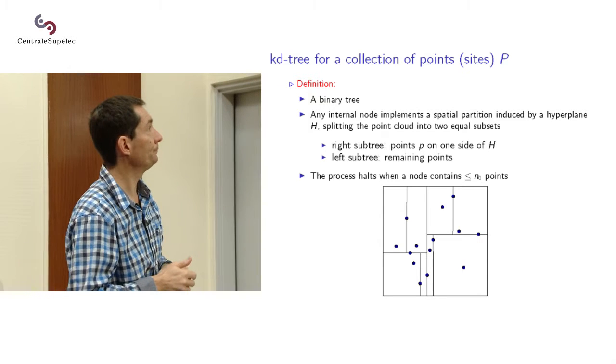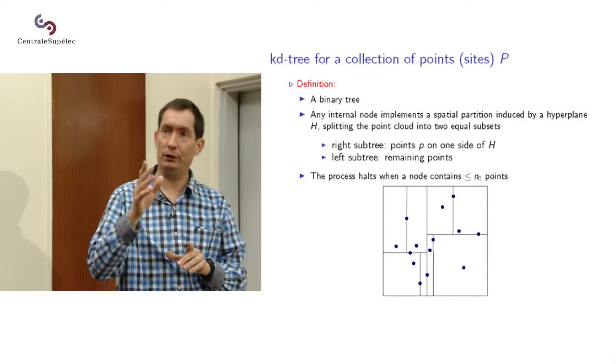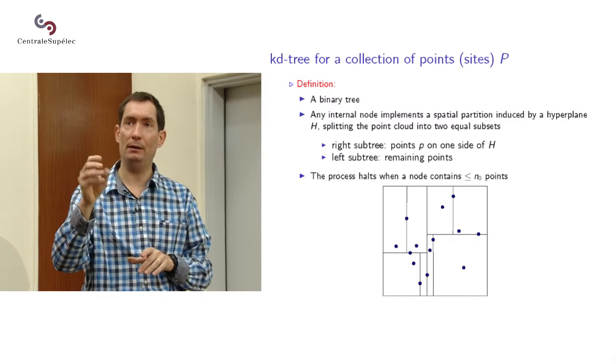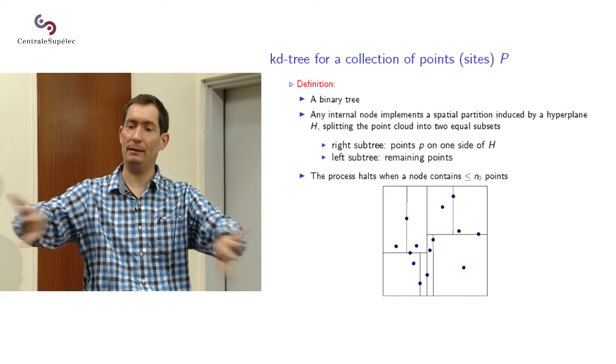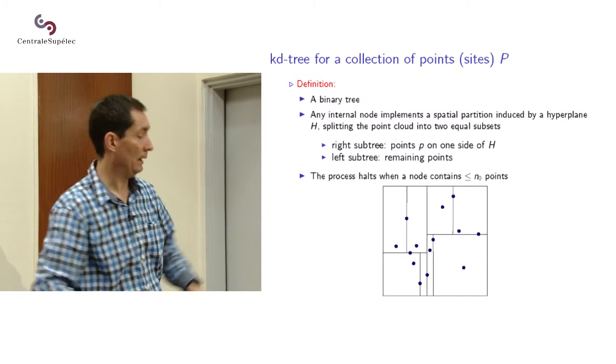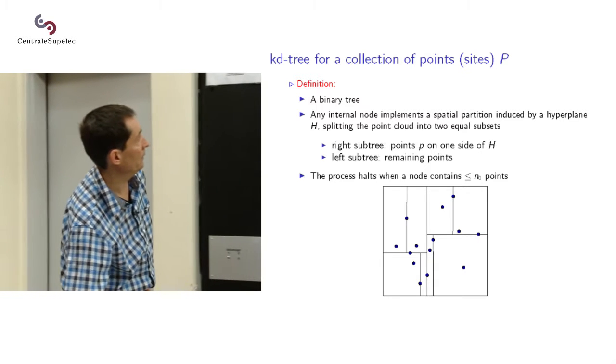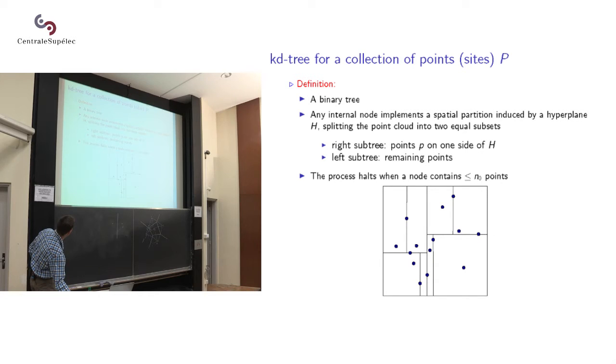And so the root actually will come with a so-called hyperplane, and this hyperplane is going to split the entire space into two regions. Here on this example, this is the hyperplane associated to the root, right? So I'm splitting my square into two regions, the left box and the right box. The left is going to be the point set associated to the left subtree, and this is going to be the point set associated to the right subtree.